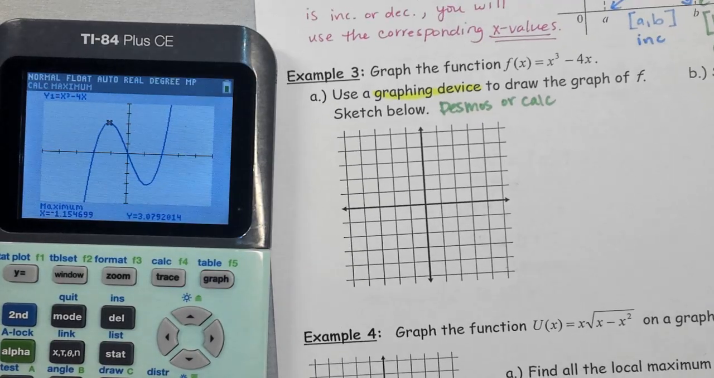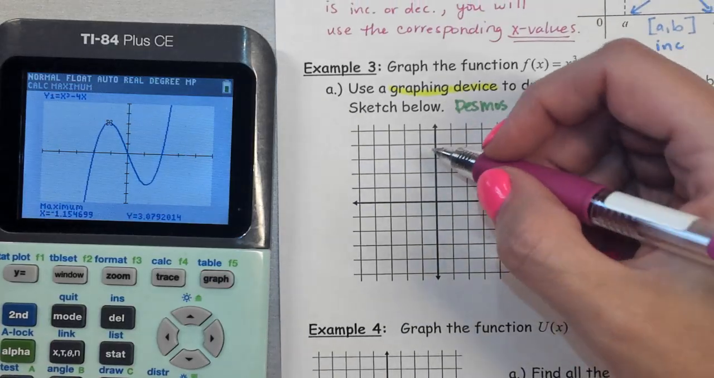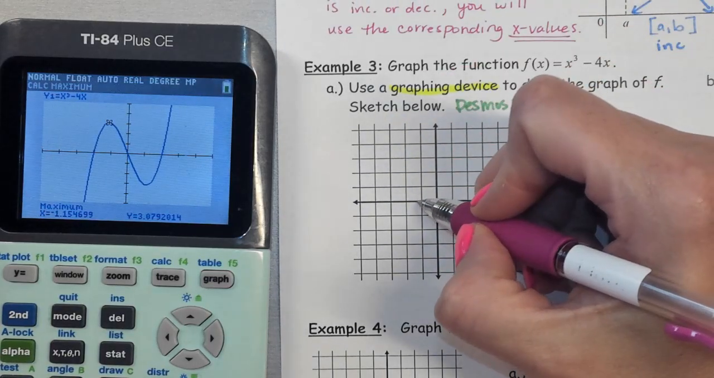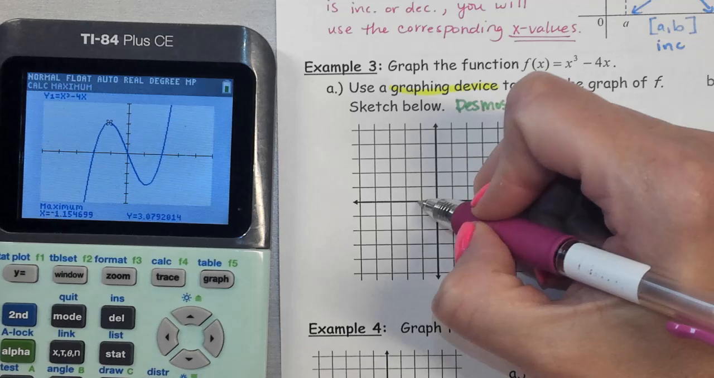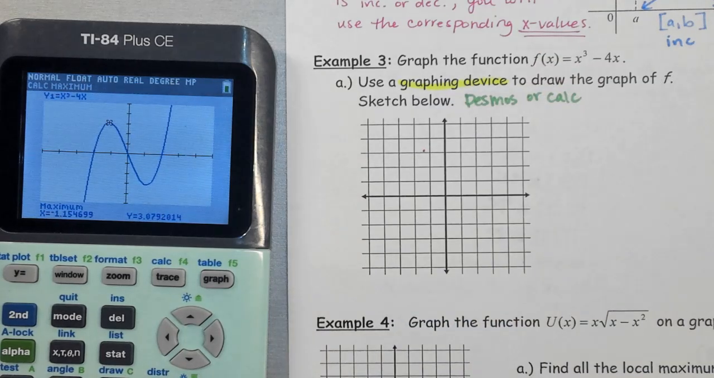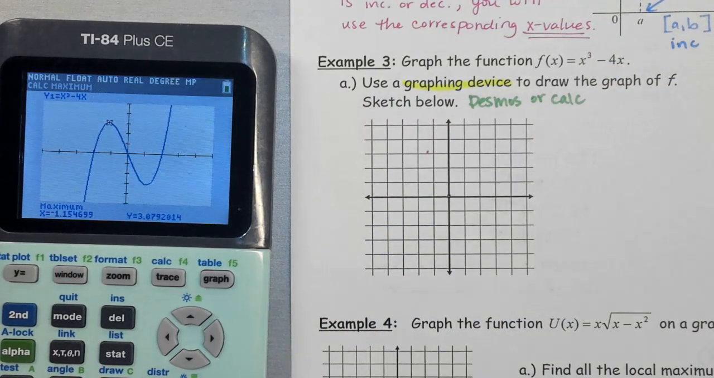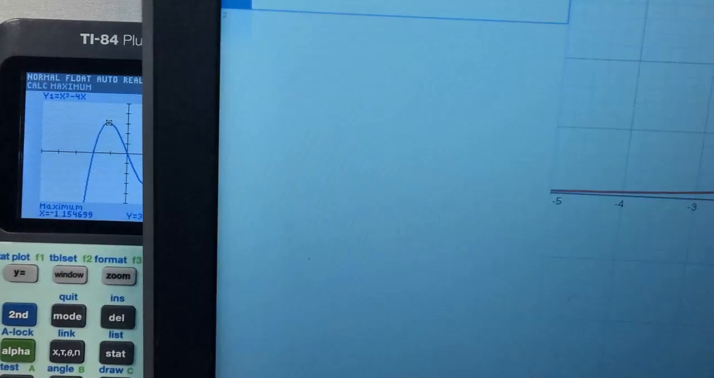Okay, so that says negative 1.15. We're going to round to 2 decimal places. And then it's 3.08. So it's really close there. And then I can see it goes through 0, 0. Right, and then let's check out our good buddy Desmos here.